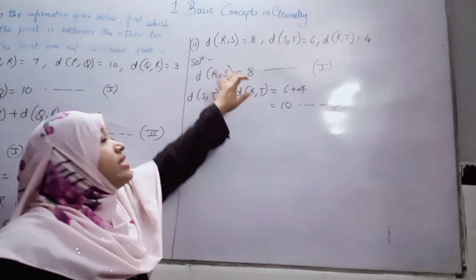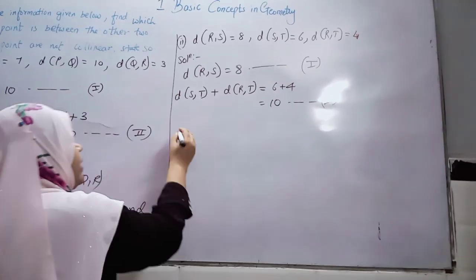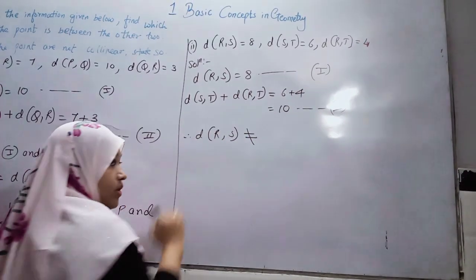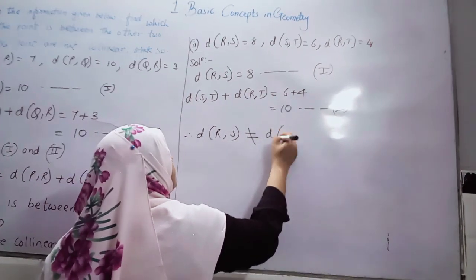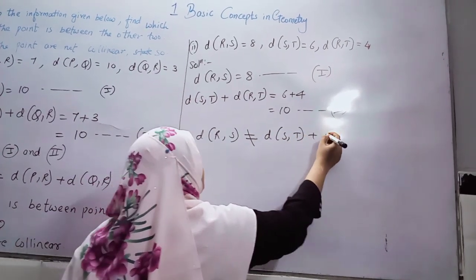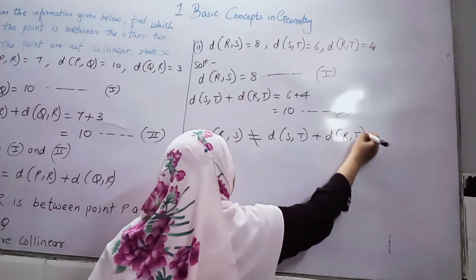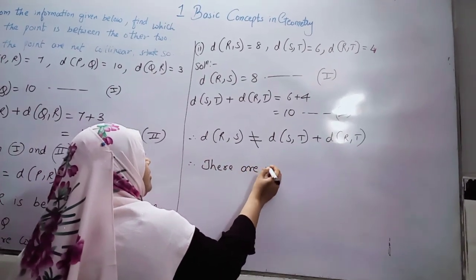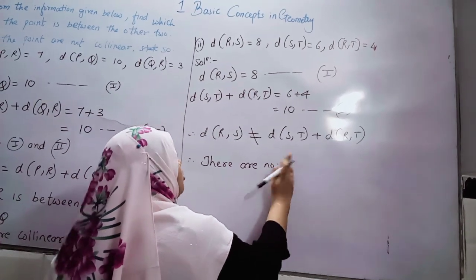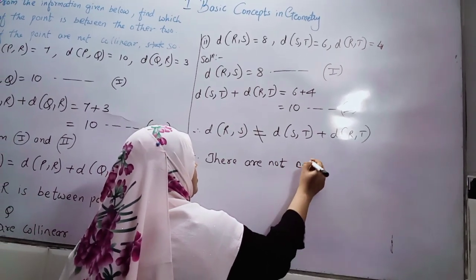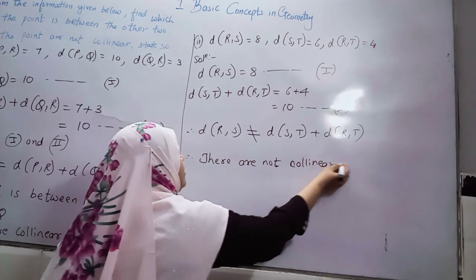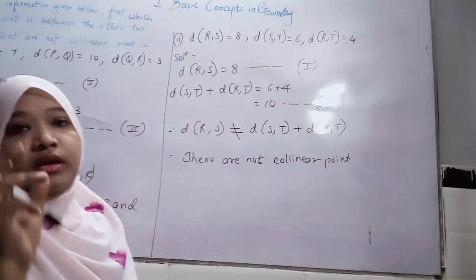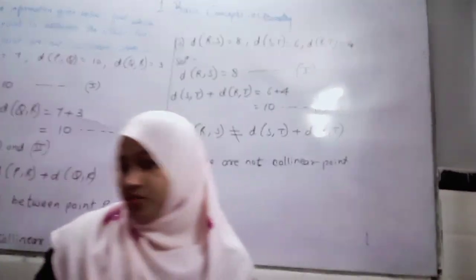Come on, students, here the 2 distances are different now. So how do we write here? Distance of RS is not equal to distance of ST plus distance of RT. So therefore they are non-collinear, or not collinear, you can say. And when they are not collinear, we don't have to name a middle point. Understood?